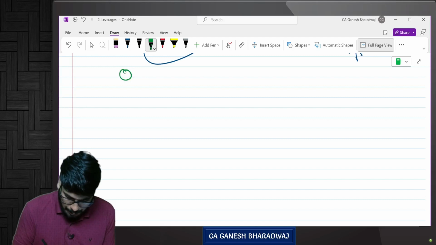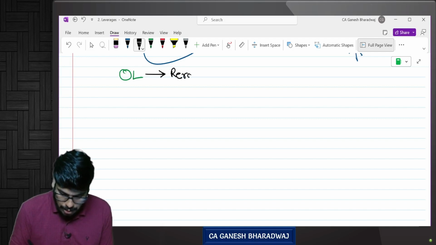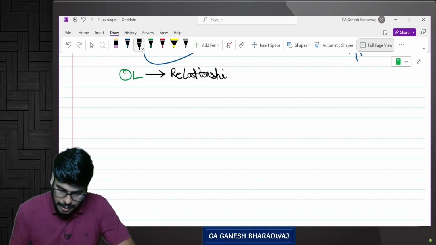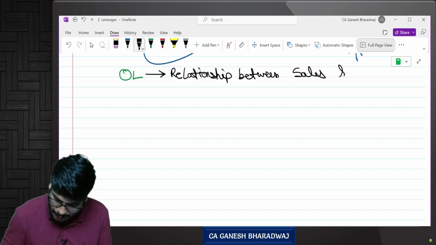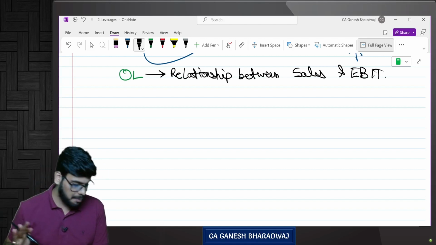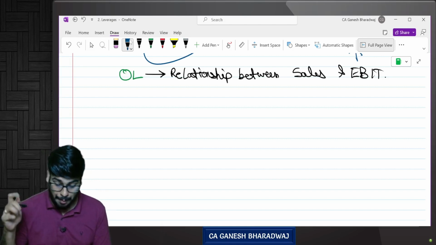The first one is what? Operating leverage. And what did they say? Operating leverage talks about the relationship between what and what? Between sales and EBIT. Sir, what is this? I will give you a superb example here. With this example, you will learn this entire concept of operating leverage.